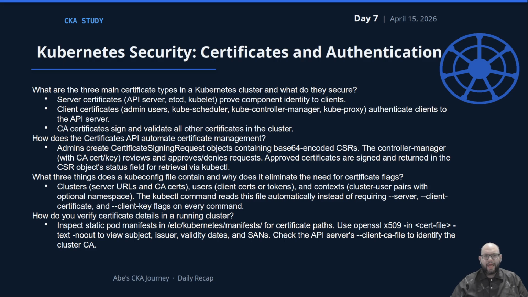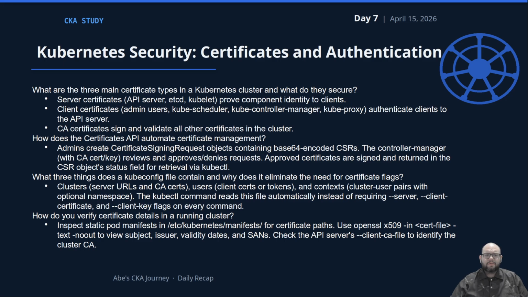So the first question I have is, what are the three main certificate types in a Kubernetes cluster, and what do they secure? Server certificates, API server, etcd, kubelet, prove component identity to clients. Client certificates such as admin users, kube-scheduler, kube-controller-manager, and kube-proxy authenticate clients to the API server. And then you have CA certificates or certificate authorities, which sign and validate all other certificates in the cluster.